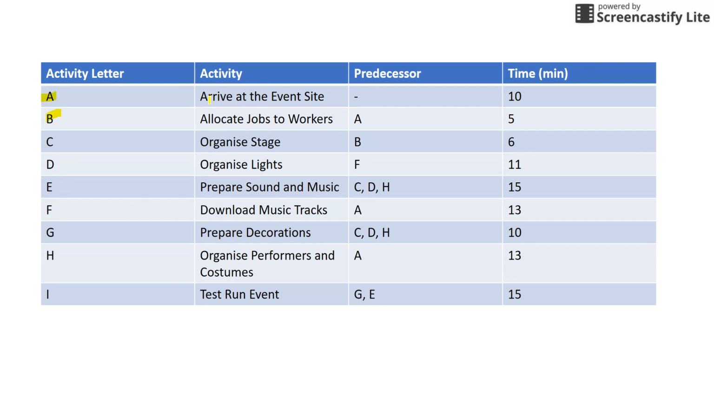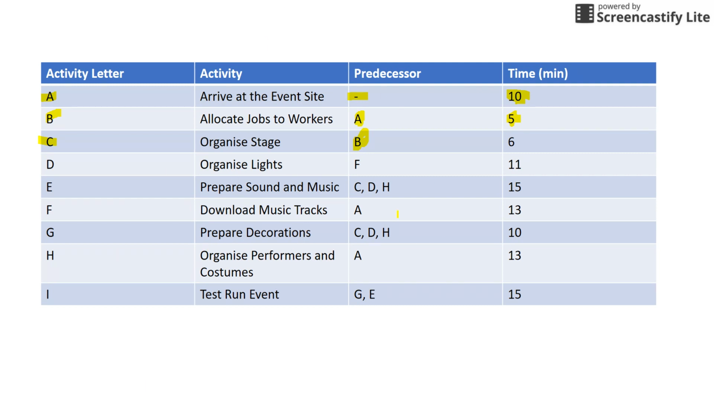And then next you want your activity, so arrive at the event site. This obviously has no predecessor, so nothing needs to be completed before you can arrive at the event site. So nothing here, and this will take 10 minutes. Once you arrive, you will allocate jobs to your workers, and the only thing that needs to occur for this to happen is A, arriving at the event site itself, and this will take 5 minutes. Then you organize a stage, and you need to have allocated jobs to workers for this to occur, so the only predecessor for this is B, and so on. Preparing sound, you need to have organized the stage, organized lights, and organized performance and costumes for this to occur.